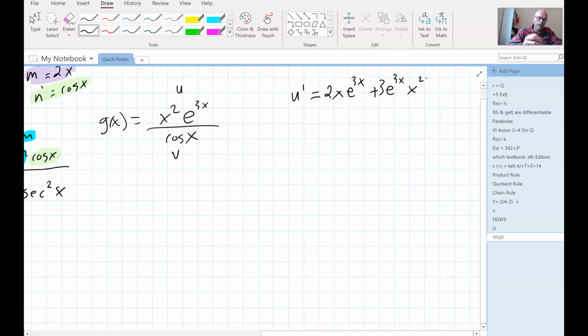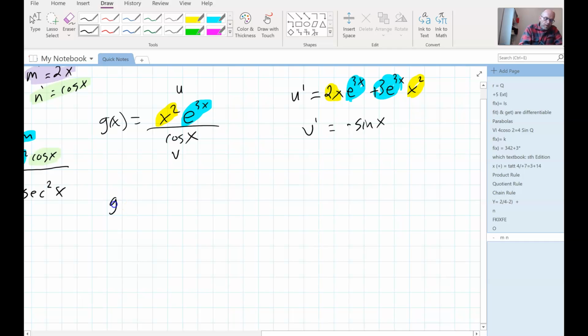So in case you missed that, let's just use some colors. So x squared ended up being right here, and that's the derivative of x squared, right? And there's e to the 3x, that's e to the 3x, and that's the derivative of e to the 3x. Okay? So then likewise, what's v prime? That's going to be equal to negative sine x, because that's what the derivative of cosine x is.